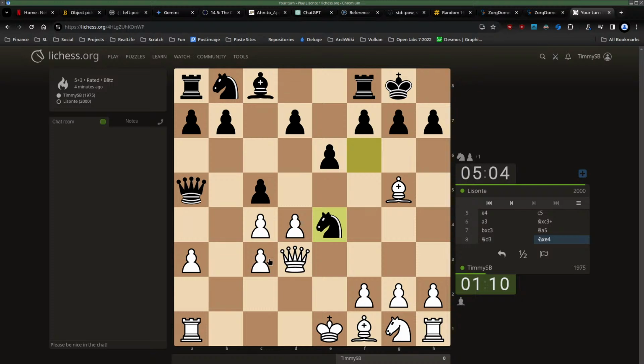Now he's attacking this again. Twice. If I take here, he takes, and then my rook hangs. Yeah, my queen was defending the rook. So this was not good.